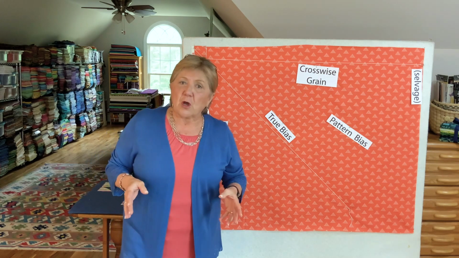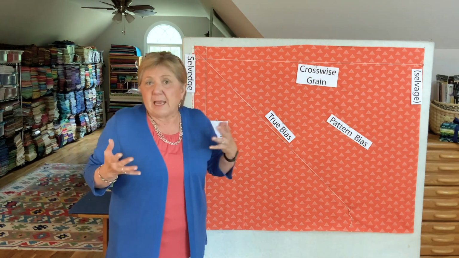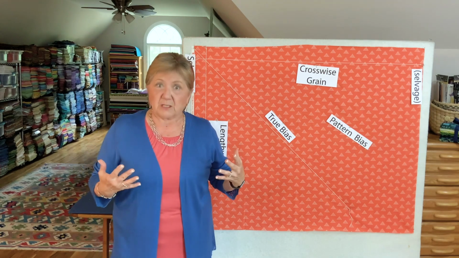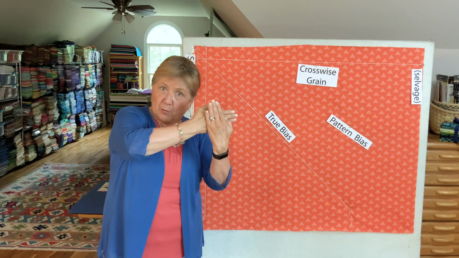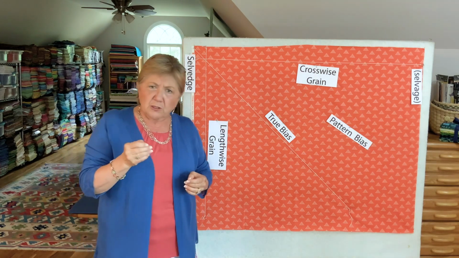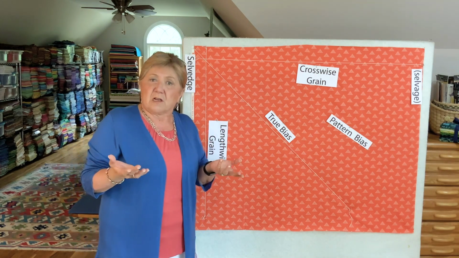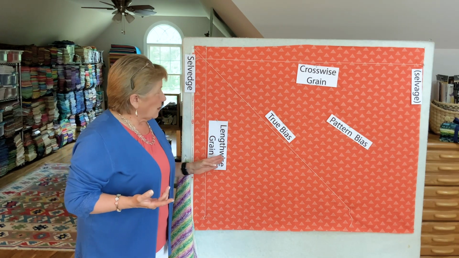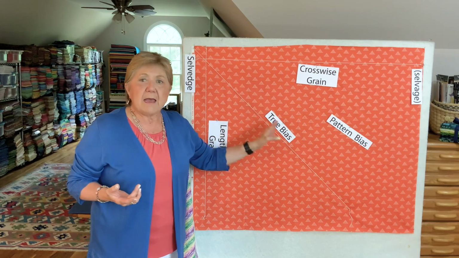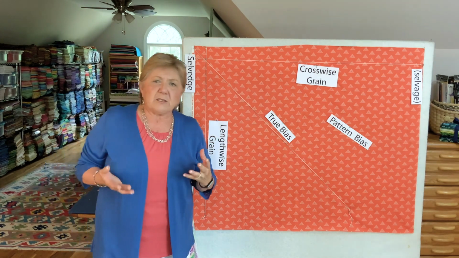Let's start first with some of the terminology that you're going to hear. Basically, our fabric is woven. It's woven with threads running north and south and threads running east and west, and they're perpendicular to each other. And there are terms that you're going to hear always when you're discussing fabric. One of the terms is salvage. Lengthwise grain, crosswise grain, and bias. Now, what do each of those terms mean?